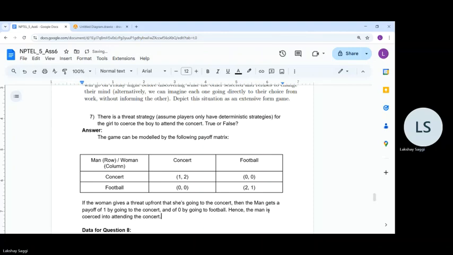So this statement is actually true. I hope this makes sense. It can be modeled in real life also. Basically the woman is giving a threat that I will be going to the concert, and then the person in real life has a choice of either attending the concert with a partner or going alone to watch football. And it's always preferable to spend time with a partner, so the payoff is better than going somewhere alone. So I think this is true.